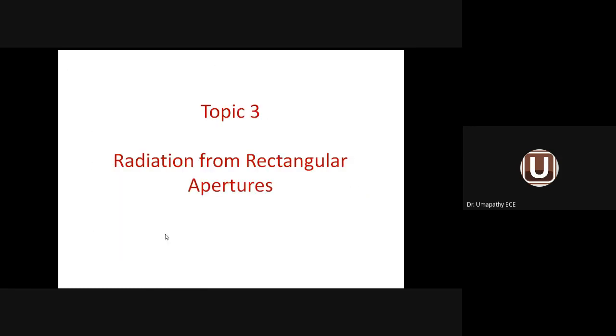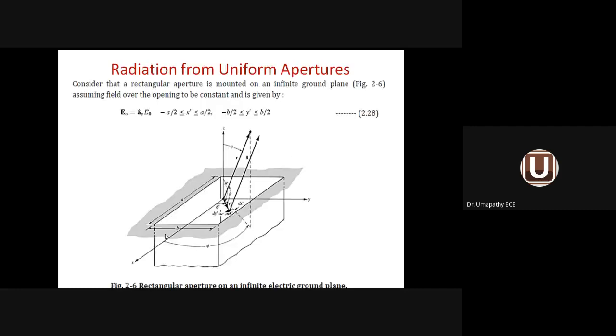Then we went to the rectangular aperture. For the rectangular aperture antenna, we have two groups: one is uniform aperture, another is tapered aperture. Uniform aperture means there is a closed surface available, with a uniform rectangular opening over the surface having dimensions A and B, in the coordinate system X, Y, Z. The total arrangement lies only on the XY plane rather than the other planes.